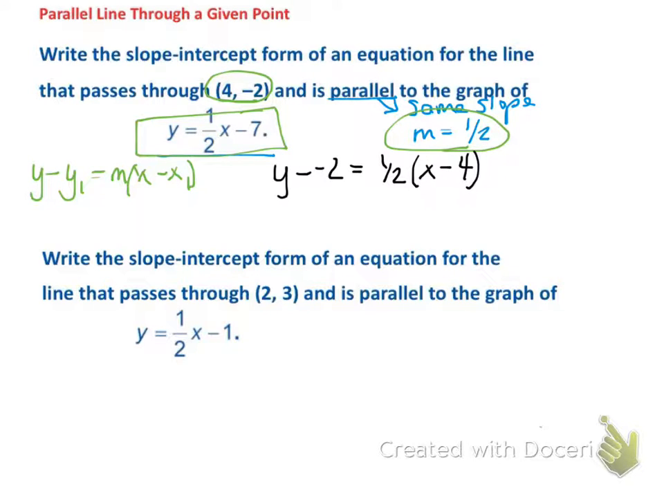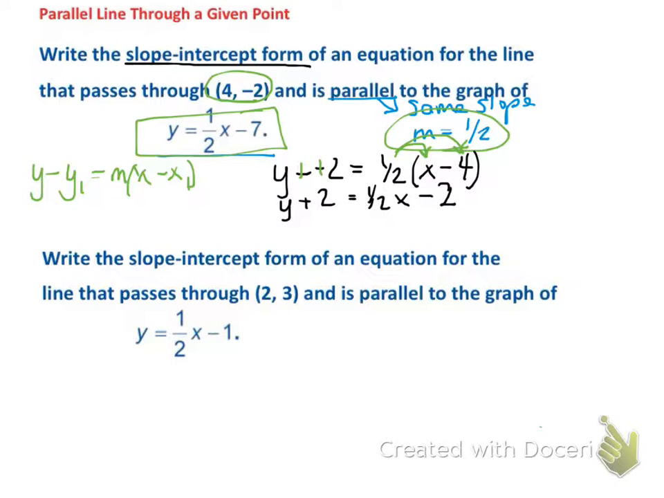All right, now go back. It says write the slope-intercept form. This is not slope-intercept form. This is point-slope form. So we need to keep working to move it into slope-intercept. So I'm going to do a little keep, change, change. I'm going to distribute to get rid of the parentheses. So I've got y plus 2 equals 1/2 x minus 1/2 times 4, which is 2.